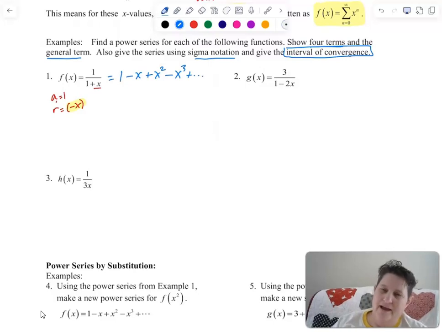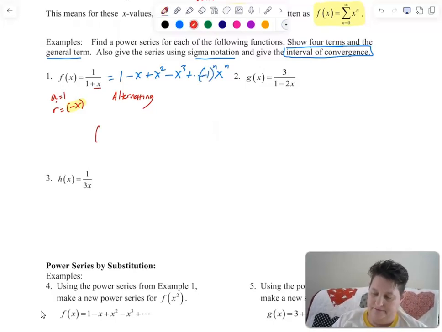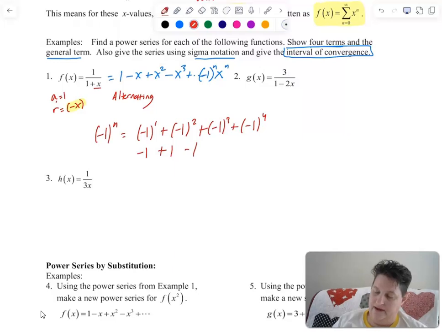Okay? And you guys, this is x to the n, but it's also alternating. Now, I want to tell you what alternating means. Alternating is where, in front of x to the n, we put -1 to the n. The reason -1 to the n does alternating is, let me write out a few. A negative to the first is negative, a negative to the second is positive, a negative to the third is negative, a negative to the fourth is positive. So it makes it alternate.